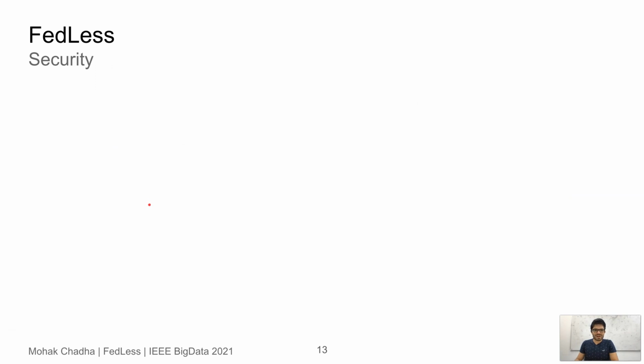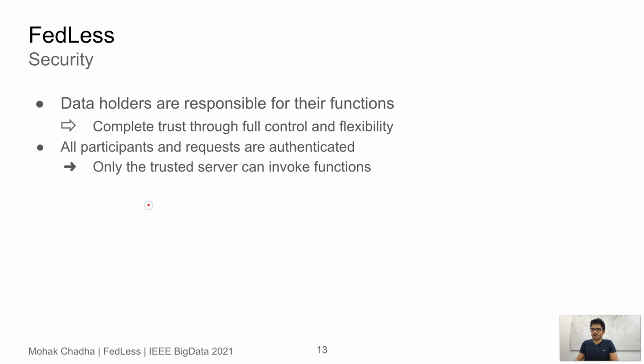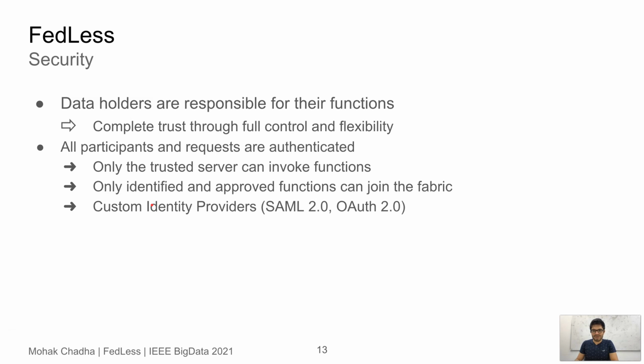It is also responsible for computing the accuracy of the trained model. The security features of FedLess can be divided into 4 aspects: function ownership, authentication and authorization, parameter server access, and general security features. In FedLess, data holders are responsible for their functions. This allows for full control and flexibility. All participants and requests are authenticated. Only the trusted FL server can invoke functions. Only identified and approved functions can join the fabric. And also we have support for custom identity providers such as OAuth2 and SAML 2.0.